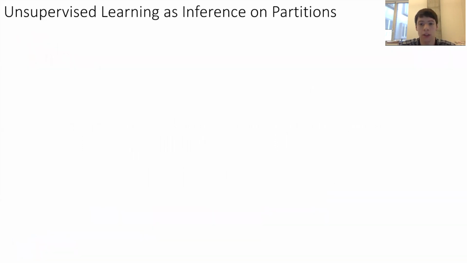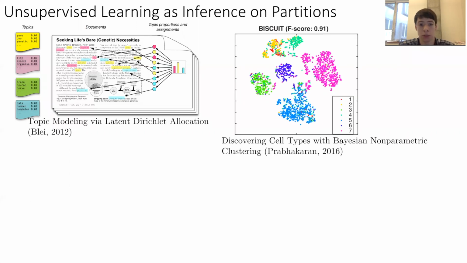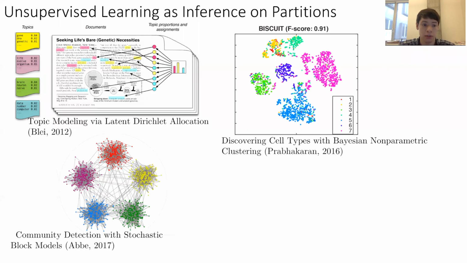Several key unsupervised learning problems reduce to inference over partitions. For example, in text modeling, we use latent Dirichlet allocation to assign words in different documents to different topics. In biology, we use Bayesian nonparametric clustering to assign cells into different cell types based on the genes that they express. Additionally, for community detection, we use stochastic block models to assign users in a network into different communities.